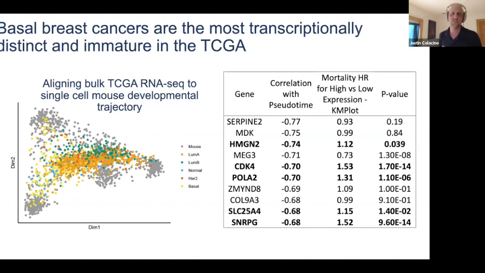And we can look at gene signatures of which genes are most inversely correlated with pseudotime. So the genes that are expressed highest in the top left component, these really developmentally immature cells. And we can see that a lot of these genes have a positive association with poor outcomes in breast cancer patients. So this gives us another idea that we're dealing with some really aggressive breast cancers that have reacquired stemness.